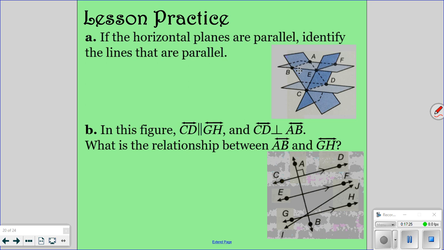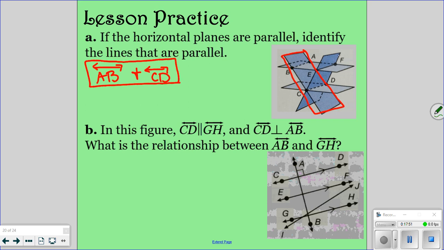In the first one, it says that the horizontal planes are parallel. Identify the lines that are parallel. So this is one plane that intersects the two parallel planes, and the lines where they intersect are line AB and line CD. So that would be lines that are parallel.